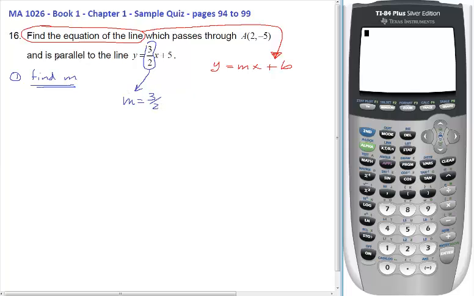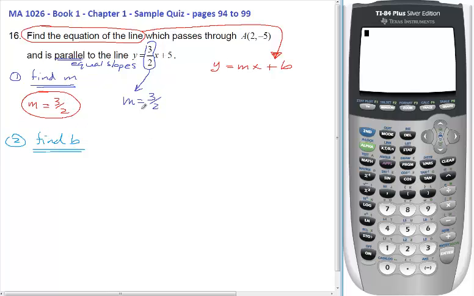Now we know parallel lines have equal slopes. That means we have to use the same slope. So really this step is already pretty much done for us, right? Just have to realize that parallel lines have the same slope. So we're going to use the slope 3 over 2 because it's the same as the other one. So step 1, there it is. Done. Now step 2 is find b, the y-intercept. Now how do I find b?